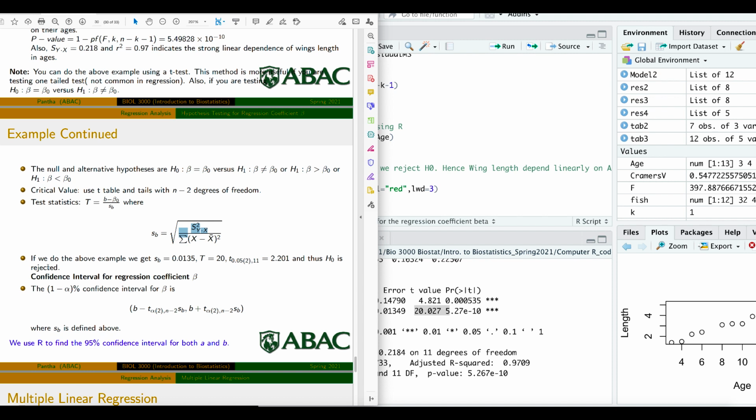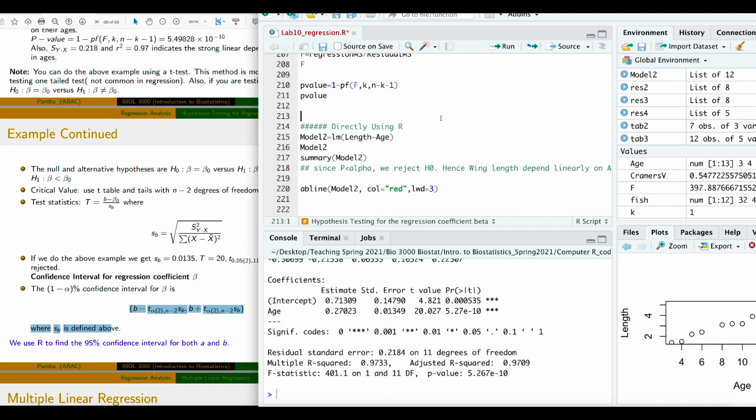Okay, and if we do that for the above example, you get s sub b equals 0.0135, t equals 20, and t at 0.05, 2 and 11, that is the critical value, is 2.201, and you reject the null hypothesis. That's the same method. Okay, but if you want to find the confidence interval of the regression coefficient by hand, this is the formula you will be using, but we will be using R. Okay, we use R to find the 95% confidence interval for both A and B.